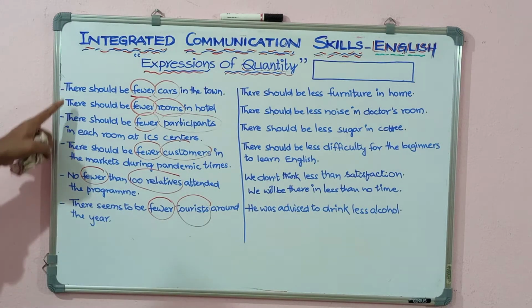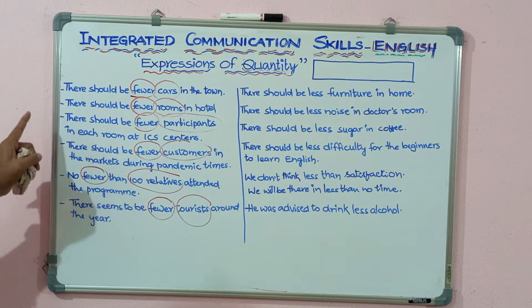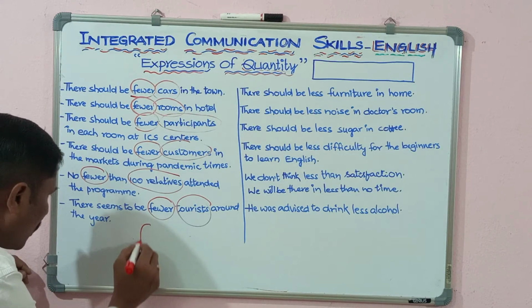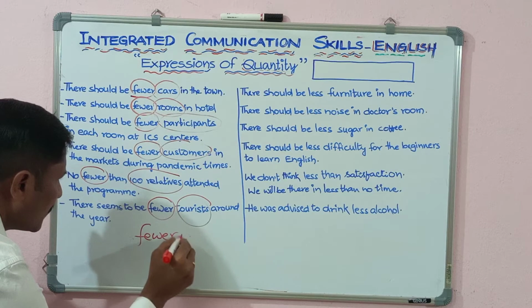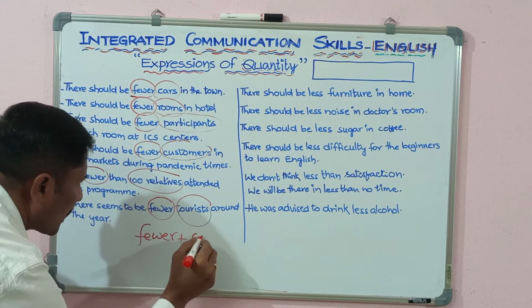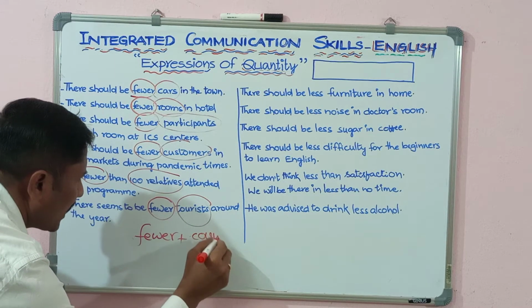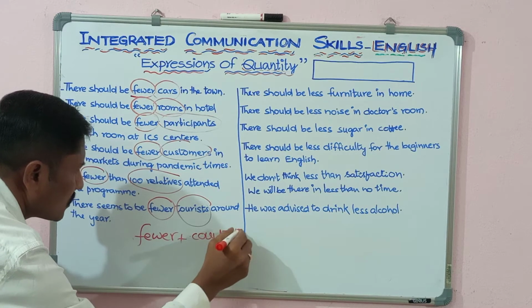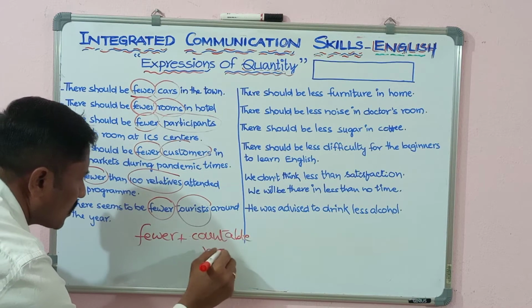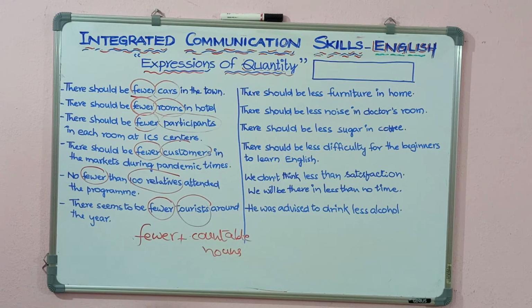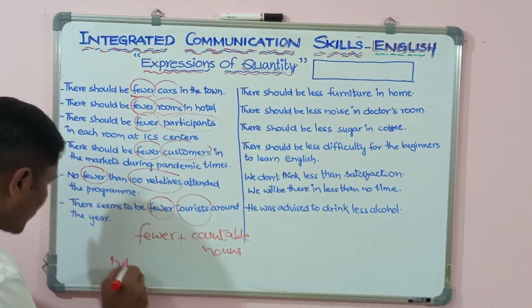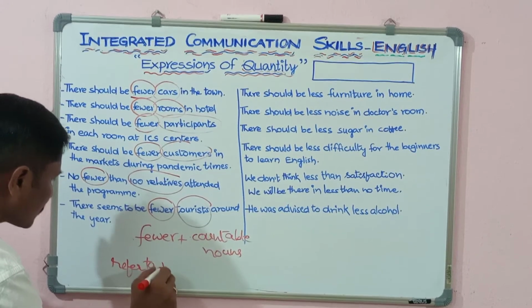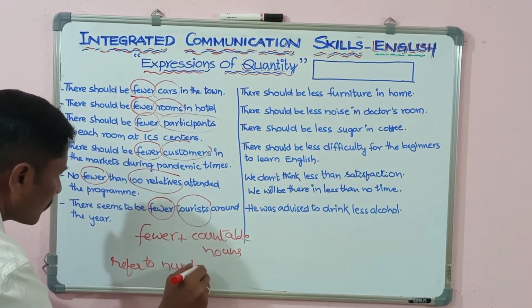If you observe all these sentences on the left side, you have seen fewer with countable nouns. Fewer with countable nouns refer to the number. These refer to number.